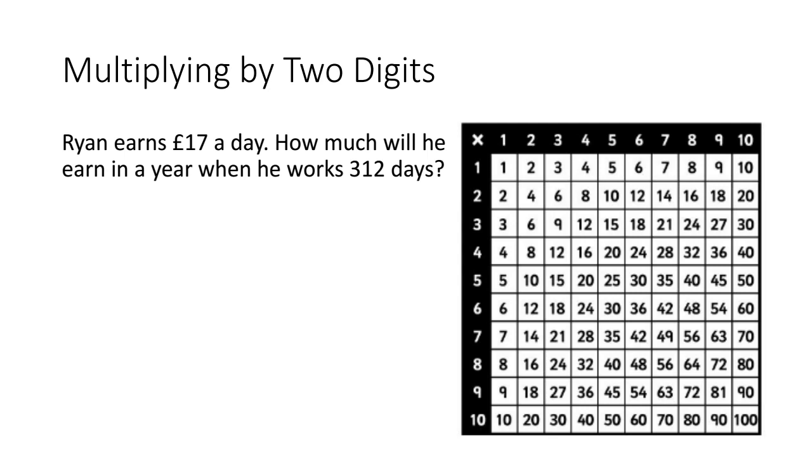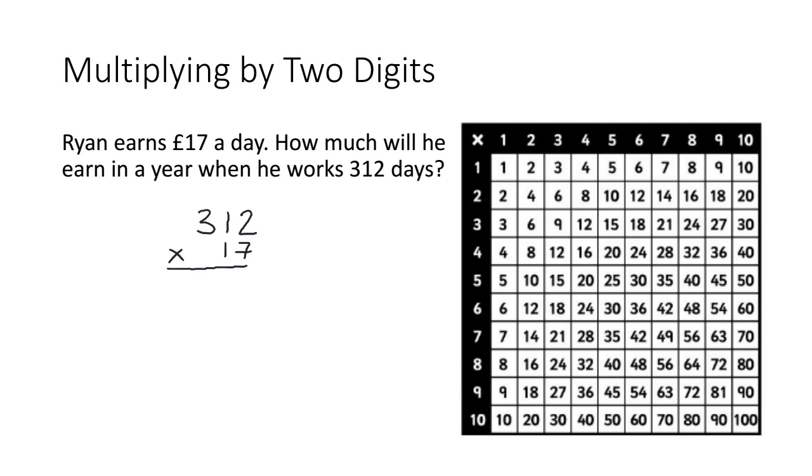So if we have a wee look at this particular question, Ryan earns £17 a day. How much will he earn in a year when he works 312 days? So when I'm doing these, I've identified that it's going to be a multiplying calculation. So the first thing I'm going to do is set it out just like I would any other multiply calculation. So I'm going to do 312 multiplied by 17.